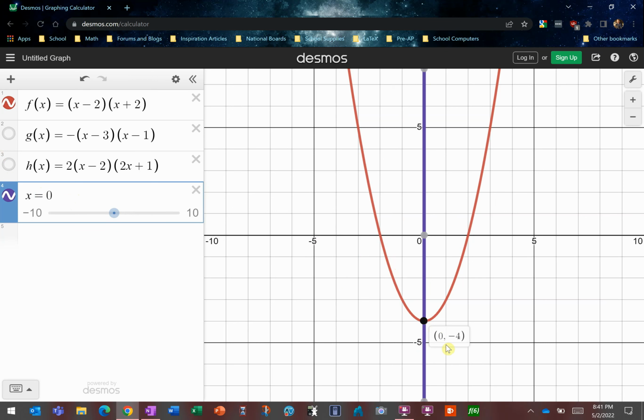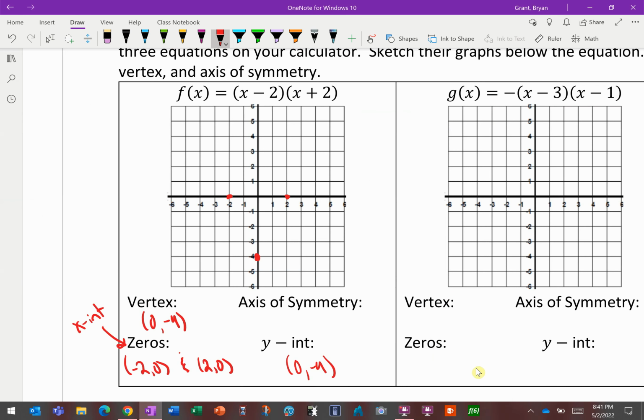You might also notice that the x-coordinate of the vertex matches up to that axis of symmetry, and that's not a coincidence. That will happen every time. So my axis of symmetry is the line x equals 0, and I like to do that with a little dashed line. And we're pretty good.